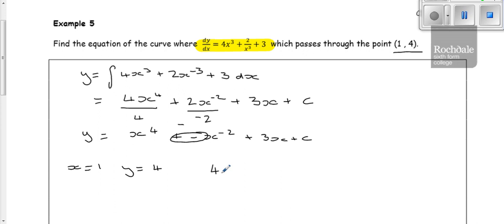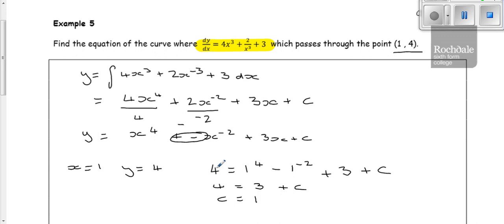So we've got 4 is equal to 1 to the power of 4, so I'm just substituting these values into my general solution. 1 to the power of 4 minus 1 to the power of minus 2 plus 3 times 1 plus c, and it's a case of solving this equation, and they've been very nice to us by letting x equals 1. So we've got 1 take away 1, because 1 to the power of anything is 1, so 1 take away 1 is nothing. So we've got 4 equals 3 plus c. When we subtract that off, we end up with c is equal to 1.